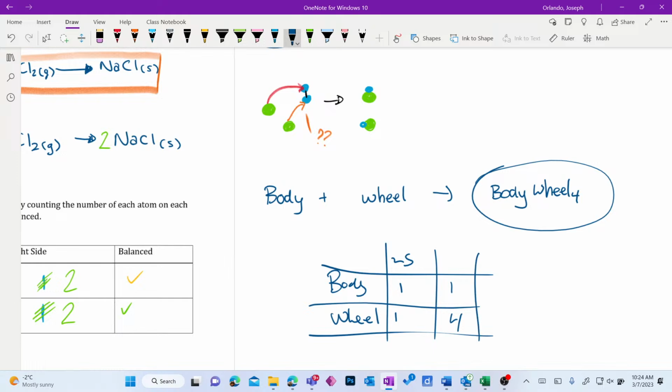The wheels. So I just have to say, that's fine. I need 4 of them. Does that make sense? You do this with anything.